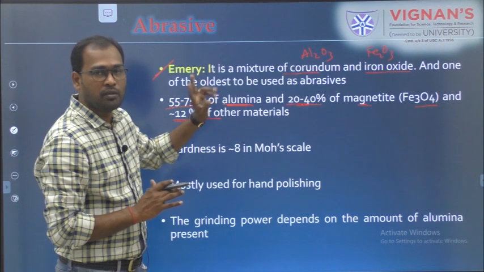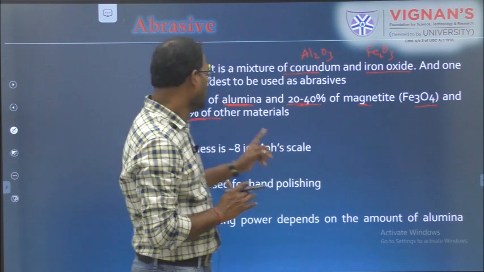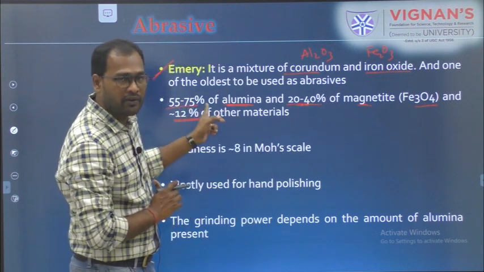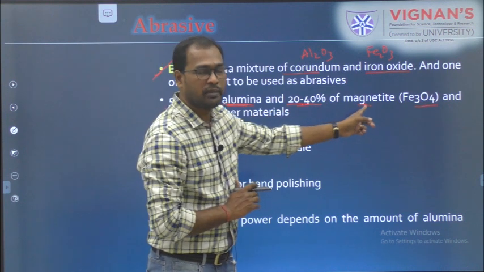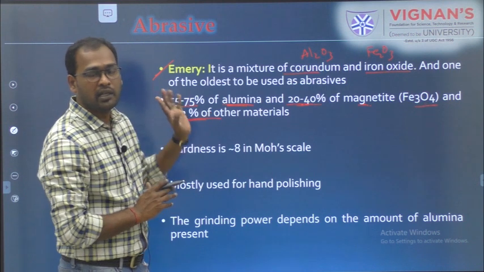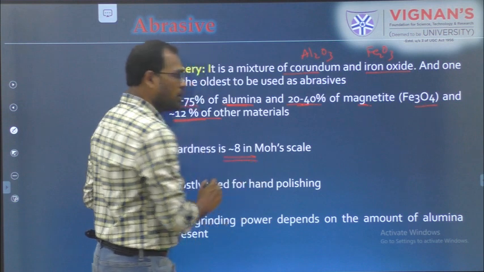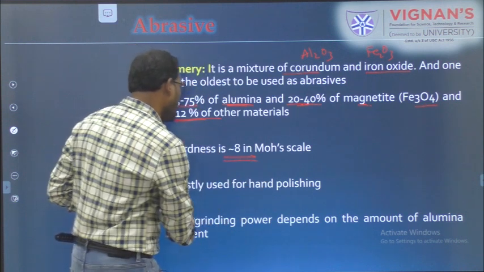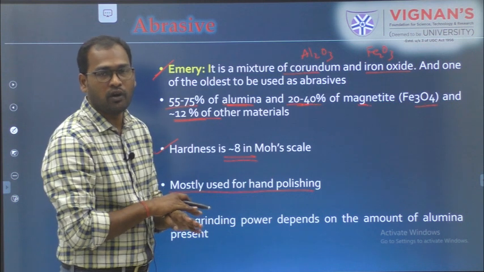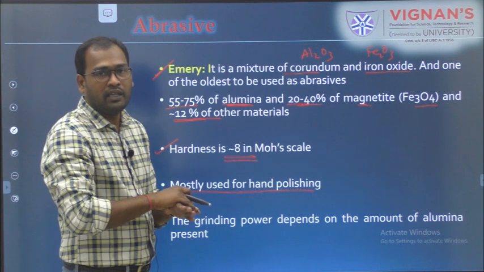Okay, emery is a mixture of two oxides, aluminum oxide and iron oxide, in the percentage of 55 to 75% alumina and 20 to 40% magnetite. And the other percentage will be other materials that make this emery. In the hardness scale it is around 8. And it is mostly used for hand polishing, where you can control the force of abrasion or the abrasive action.